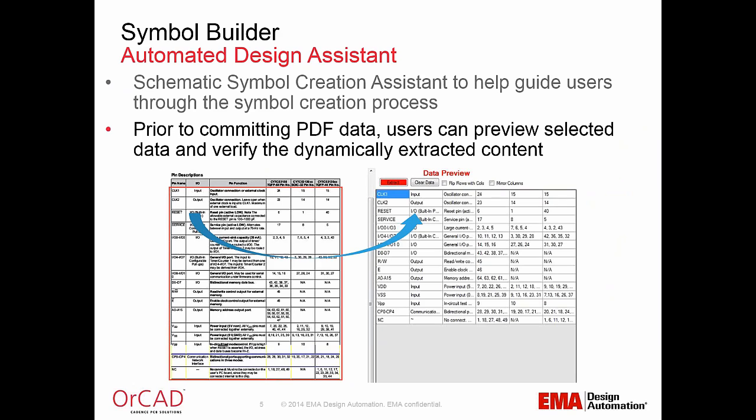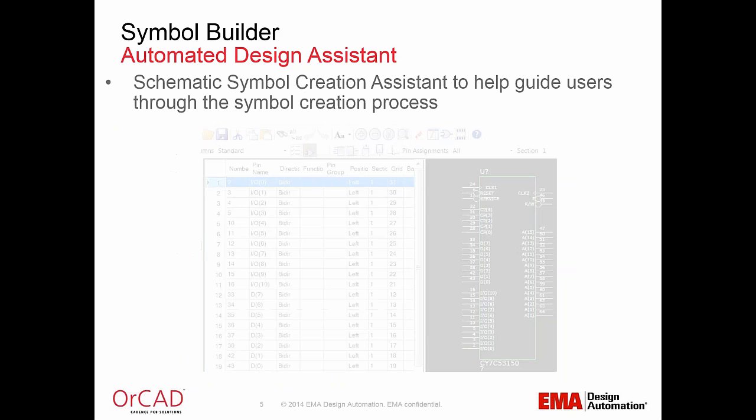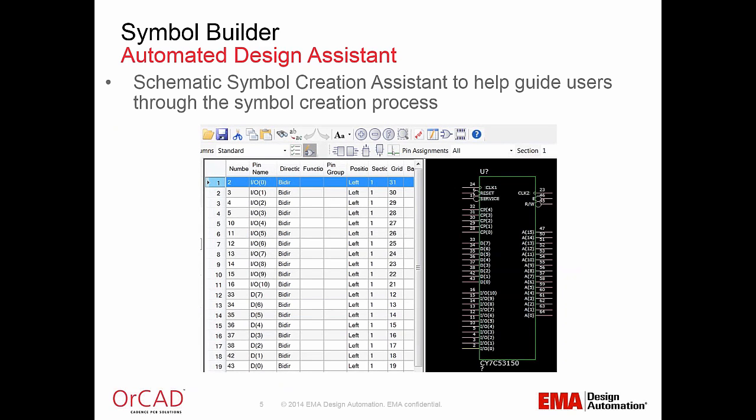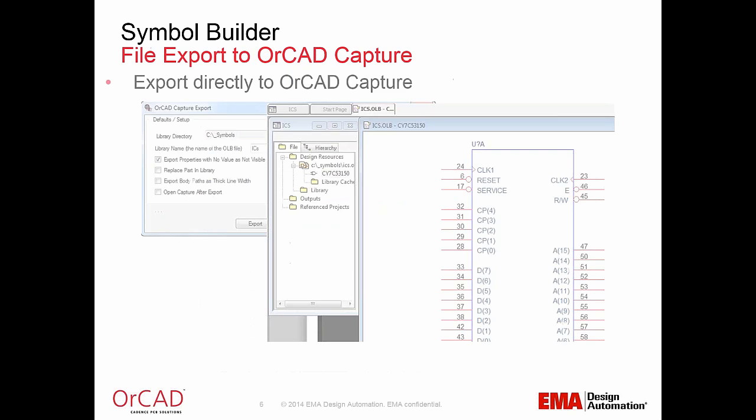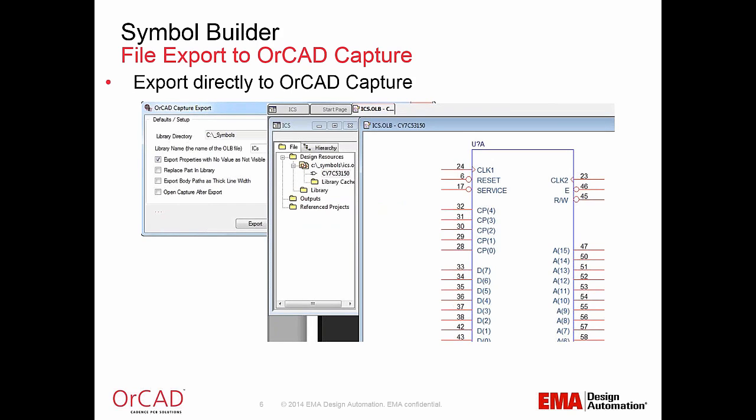Prior to committing PDF data, users can preview the selected data from the datasheet and verify it dynamically. As things change in your selection window, the contents will be updated in this preview window. The extracted data is then optimized into a final spreadsheet of information that contains the data that will be populated onto the logic symbol graphics. And then if you select File Export, it will automatically create the OrCAD Capture library symbol for you.